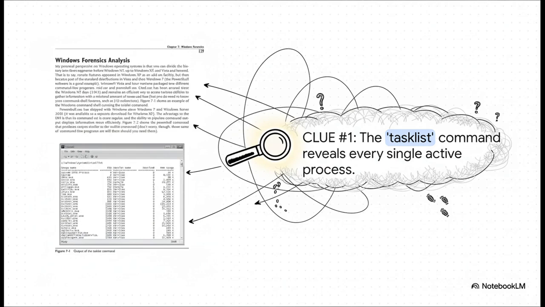So, clue number one. What is this computer actually doing? A really simple command called tasklist can give them a complete list of every single process that's running. Is there some weird program they don't recognize? Something with a suspicious name? This is the very first breadcrumb on the trail.